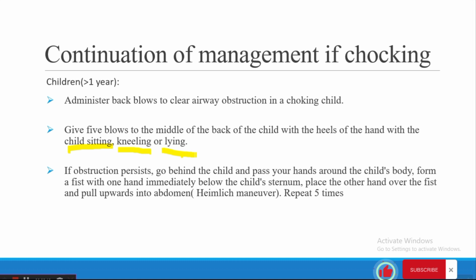Now, if the obstruction persists in those children, you go to the back of the child, and then you pass your hand around the child's body. You form a fist with one hand immediately below the child's sternum, and then you place the other hand over the fist, and then you pull upwards into the abdomen, or what you call an abdominal thrust, and do it 5 times.